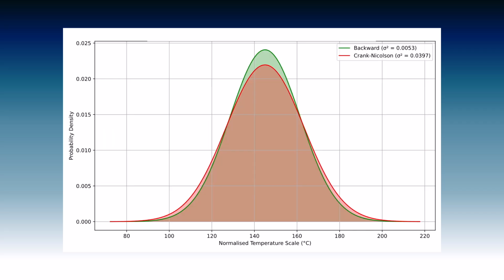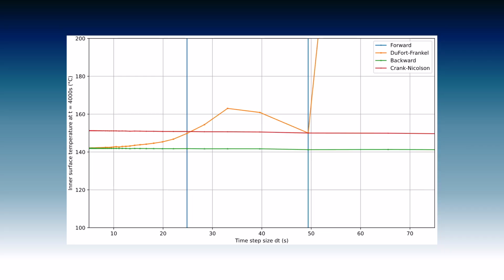To compare accuracy, the variance of inner surface temperature was calculated for both backwards and Crank-Nicolson methods. Backwards showed the lowest variance, making it the most stable, whilst Crank-Nicolson is theoretically more accurate. Backward proved more efficient here, delivering reliable results with lower computational cost. A 10-second time step optimally balanced accuracy and efficiency, as higher values offered no noticeable computational speed up.